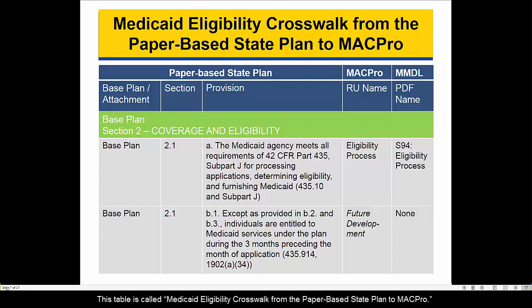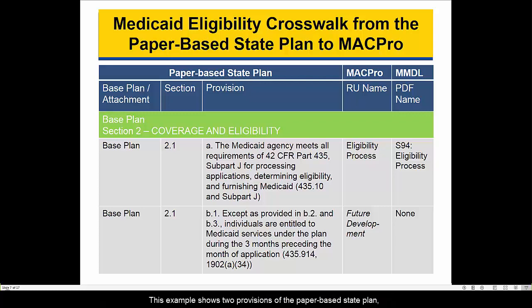This table is called Medicaid Eligibility Crosswalk from the paper-based state plan to MACPro. You can see in the example that the table is organized by identification of base plan or attachment in the paper-based state plan, section of the base plan or attachment, RU name in MACPro, if not yet in MACPro, future development is listed, and PDF name in MMDL, if applicable.